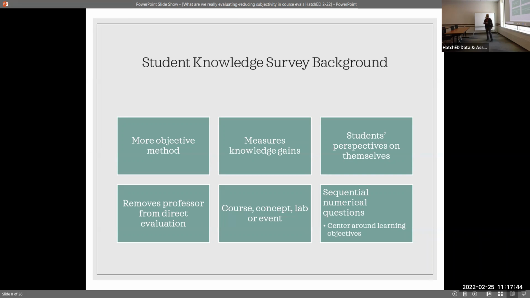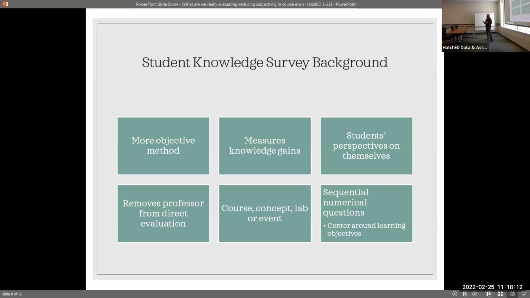So you could use a student knowledge survey at the course level, from the beginning of the course and the end of the course. You could use it on a particular concept. You could say, today we're going to introduce this particular concept. At the beginning of class, take this short knowledge survey. Let's take it again at the end of class and see how much knowledge you feel you gained on that concept. It could be used on a lab by lab basis or a section of lab content.